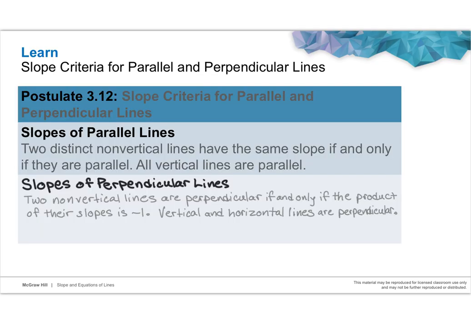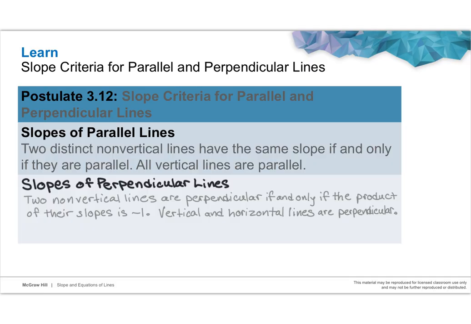So here we have postulate 3.12, which is our slope criteria for parallel and perpendicular lines. First of all, the slopes of parallel lines: two distinct, meaning different from each other, and non-vertical lines are going to have the same slope if and only if they are parallel. Now remember, if and only if is a logic that we can take to flow in two directions. So once the non-vertical lines have the same slope, we can prove they're parallel. And if they're parallel, they also have the same slope.